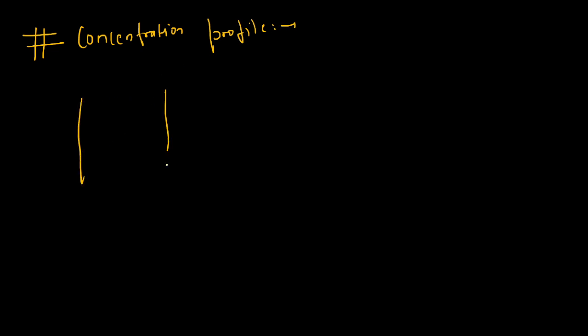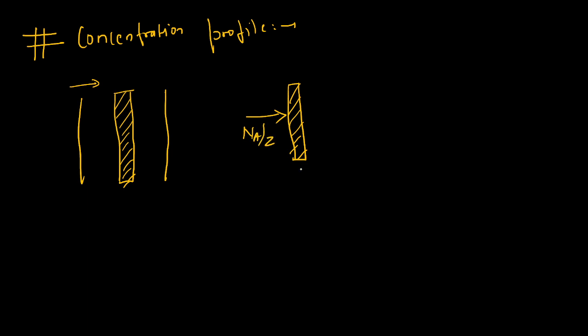So try to understand. Here we are moving towards this direction, and I will be taking a small strip in between. What does this strip mean? I am applying the cell balance. So here it will be Na at Z, if the thickness of this strip is dZ, and the flux coming out is Na at Z plus dZ. So Na bar at Z minus Na bar at Z plus dZ is equal to 0.